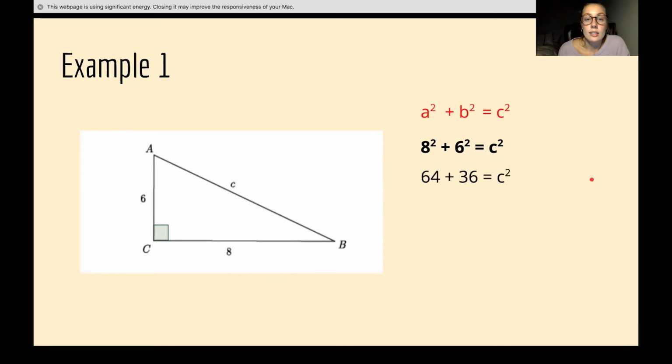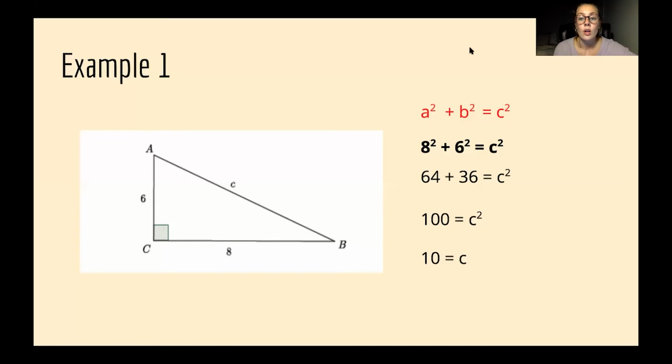So 8 squared is going to be 64, and 6 squared is going to be 36. So 64 plus 36 is going to be our C squared. 64 plus 36 equals 100, and that is our C squared. And I know you guys learned before that when you have a squared number, the opposite of a squared number is the square root. So the square root of 100 is 10. So our side C is going to be 10.